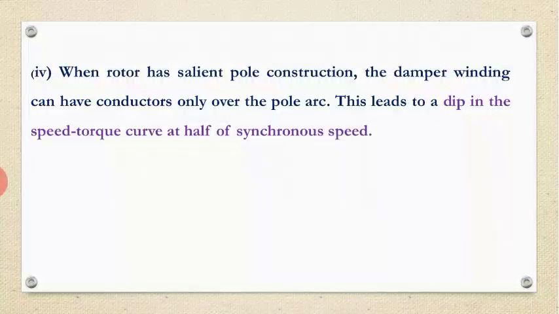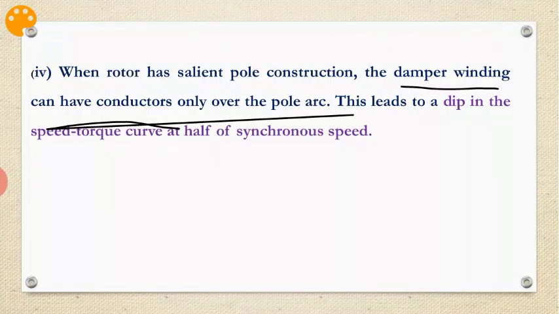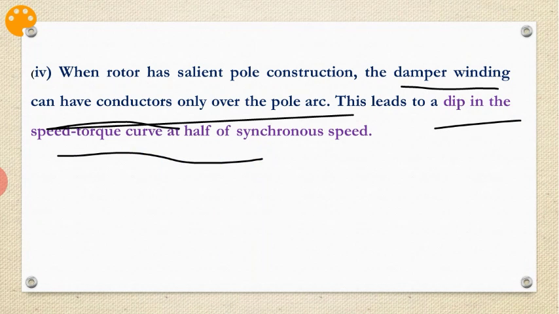The fourth one is, when the motor has salient pole construction, the damper winding can have conductors only over the pole arc. This leads to a dip in the speed torque curve. So, in the salient pole construction of the rotor, the damper winding can be placed only over the pole arc. Hence there is a dip in the speed torque curve at half of the synchronous speed.